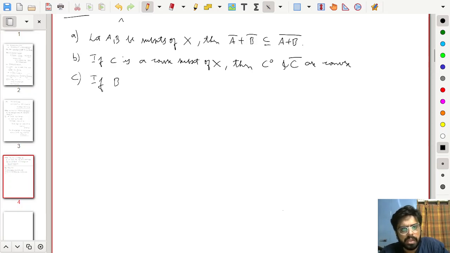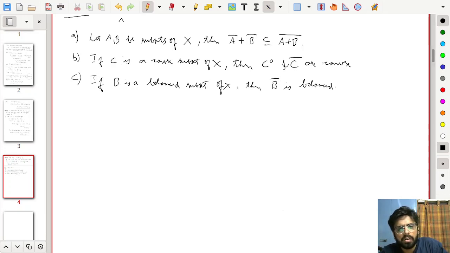(c) If B is a balanced subset of X, then B closure is balanced. Moreover, if 0 belongs to B interior, then B interior is also balanced.